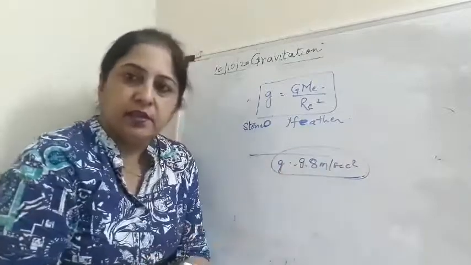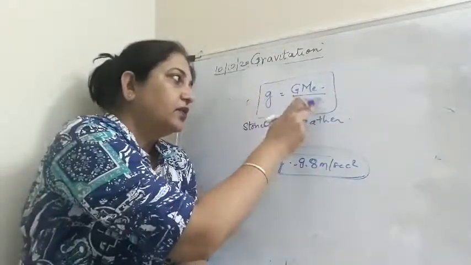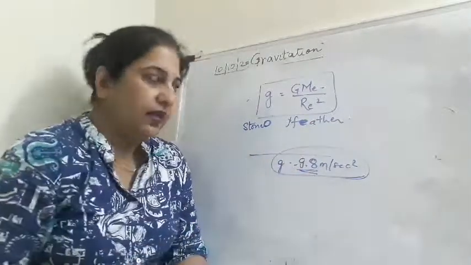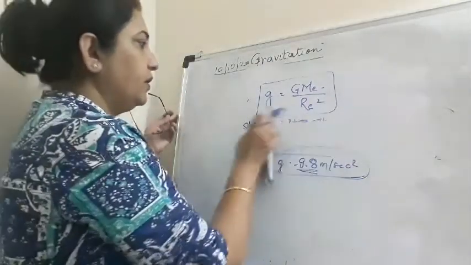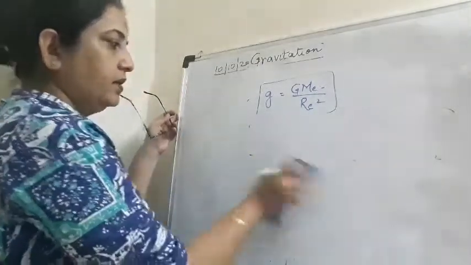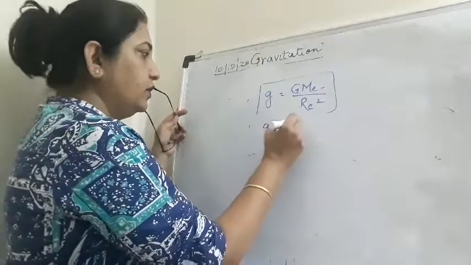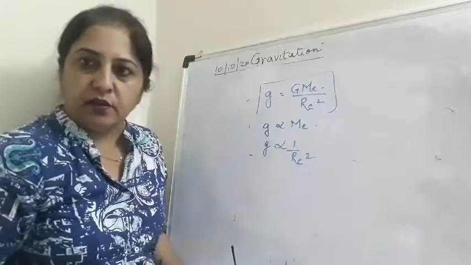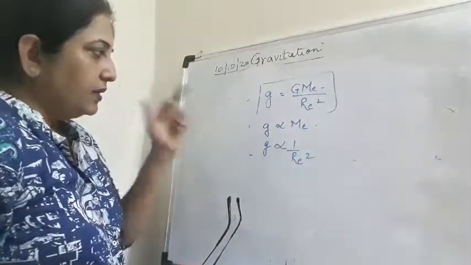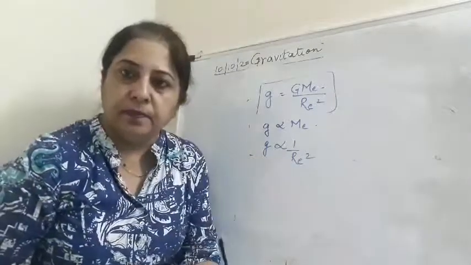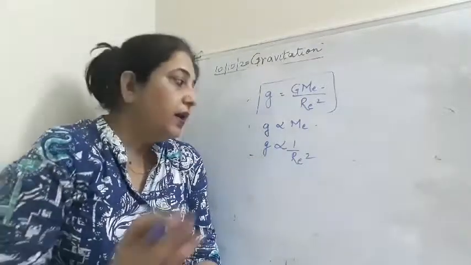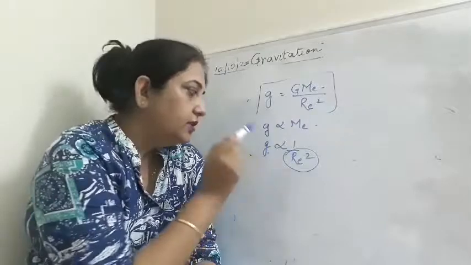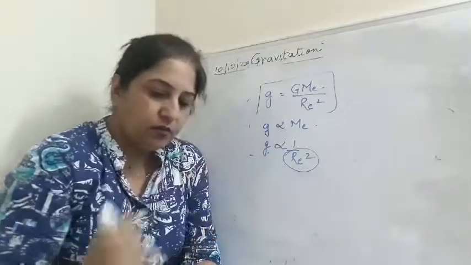Did you understand what I said? g does not depend on the mass of the falling object. Now, I'll give you one homework. According to this formula, g is directly proportional to the mass of the earth and inversely proportional to the square of the radius of the earth. Remember that the mass of the earth is constant, it is not changing, but the radius of the earth changes, due to which g changes. I will discuss these points now, but first your homework.